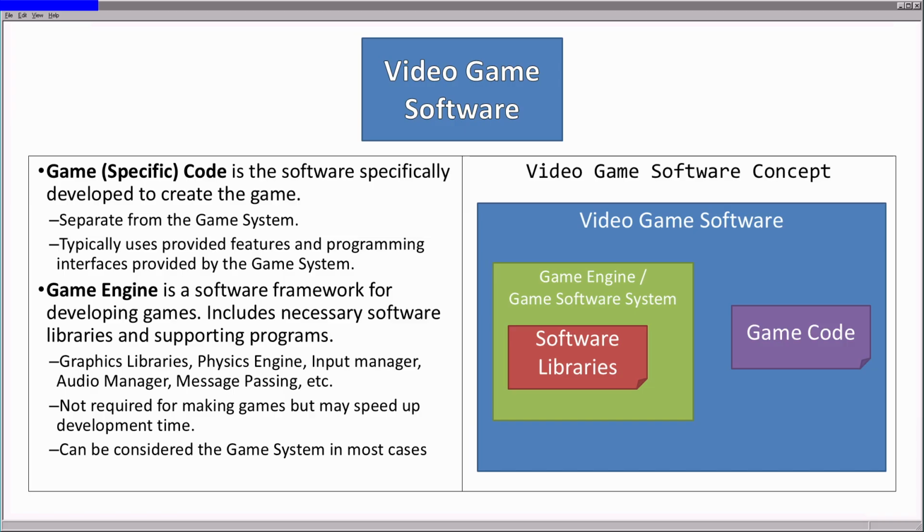A game engine is a software framework that is used for developing games and includes the necessary software libraries and supporting programs. The game engine contains graphical libraries, physics engines, input managers, audio managers, message passing, and so on. A game engine is not required for making games, but it can speed up the development time.